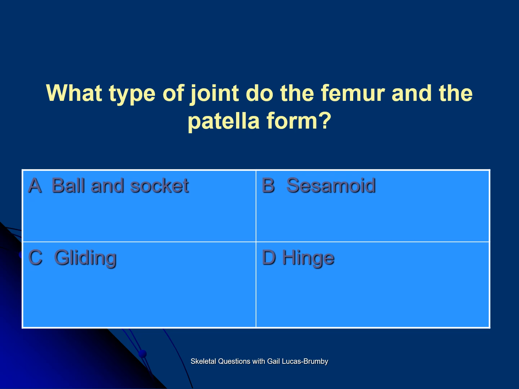What type of joint do the femur and the patella form? Is it A, the ball and socket? Is it B, sesamoid? Is it C, gliding? Or is it D, hinge? You have a few seconds before the correct answer will show itself. The answer is sesamoid. This is a sesamoid joint.